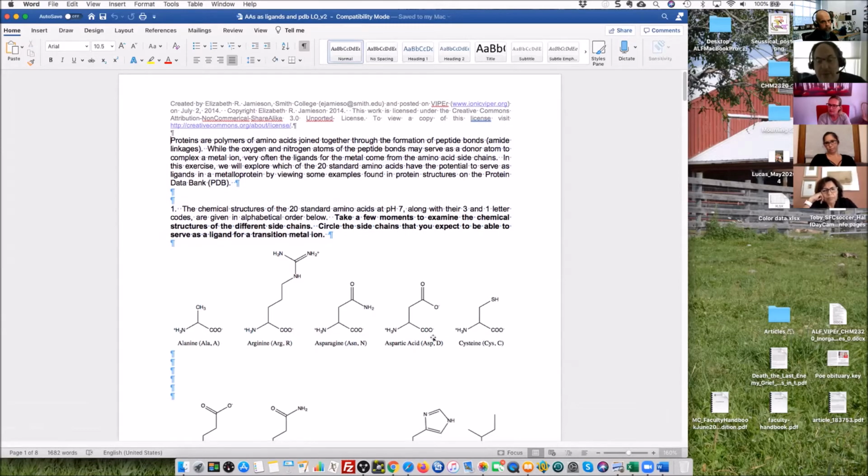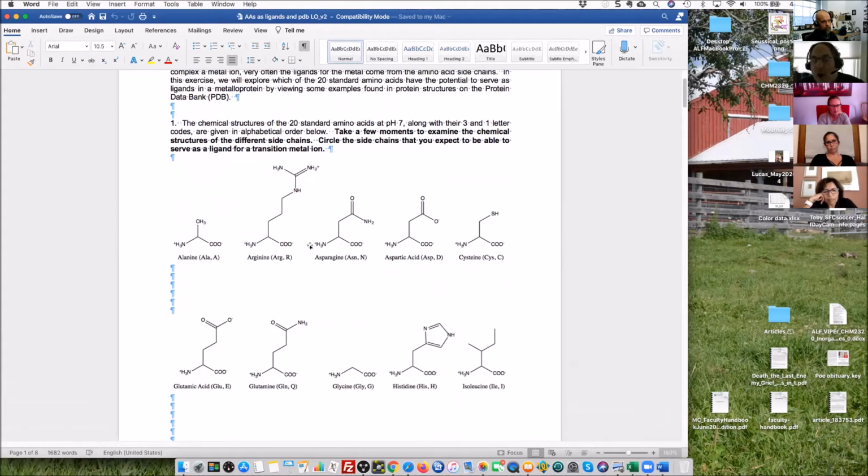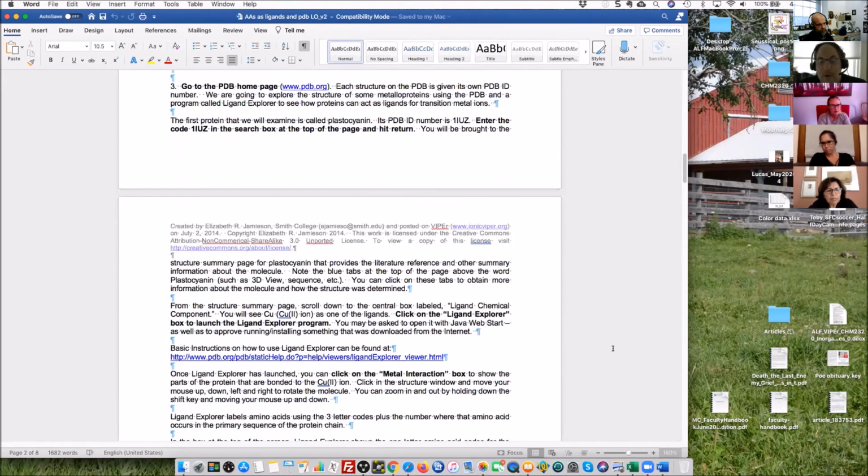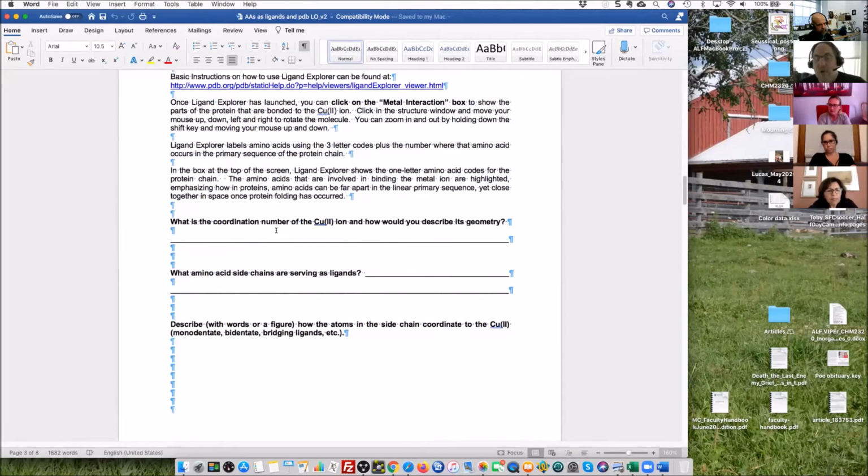So this LO starts with a quick review of the 20 standard amino acids. Students are asked which side chains have atoms that could act as donors and then allow these to behave as ligands towards metals. Then Betsy instructs them to go into the PDB and actually look at the coordination environment around the metal in a particular structure. And she asks questions about the geometry, which side chains are being used. Is this side chain bridging? Is it terminal? And things like that.